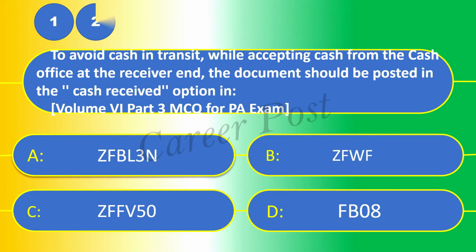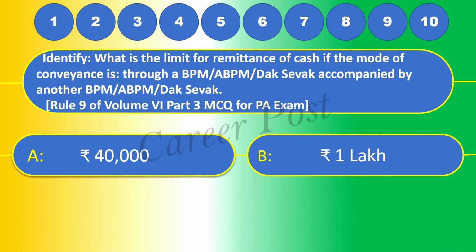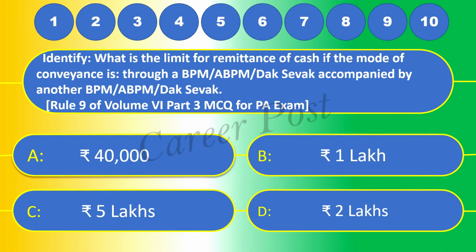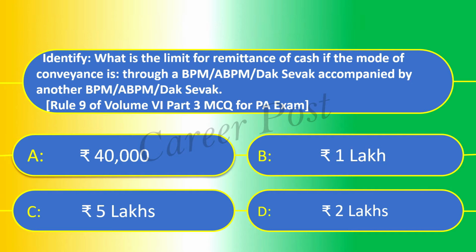Actually, I have given these things in the first slide itself. Next: what is the limit for remittance of cash if the mode of conveyance is through a BPM or ABPM or Gramin Dak Sevak accompanied by BPM, another BPM, ABPM and Dak Sevak? So two people are going. It is Rule 9 of Volume 6 Part 3, MCQs for PA examination. A, 40,000, B, 1 lakh, C, 5 lakhs, D, 2 lakhs. Your time starts now. These are all easy questions now because I have drilled you so much so far. Post your answer in the comment section.